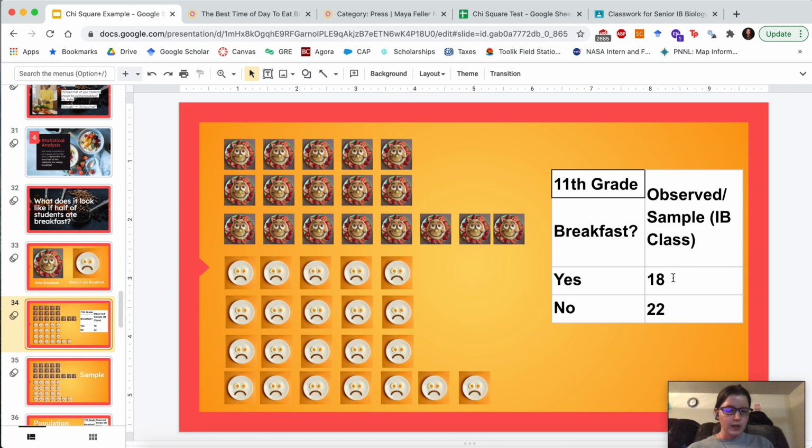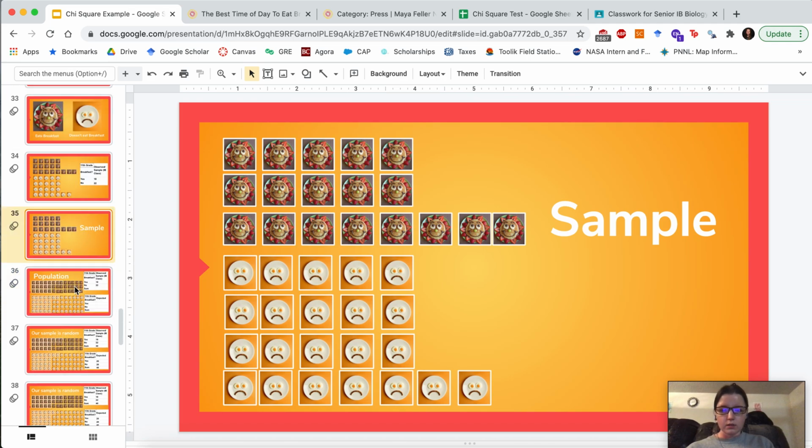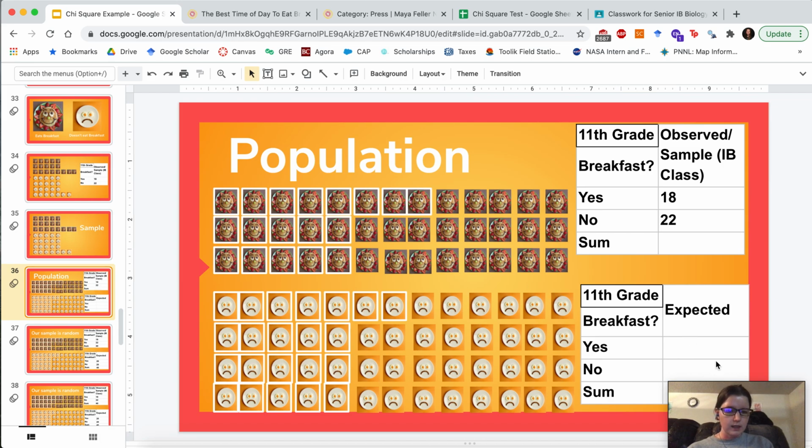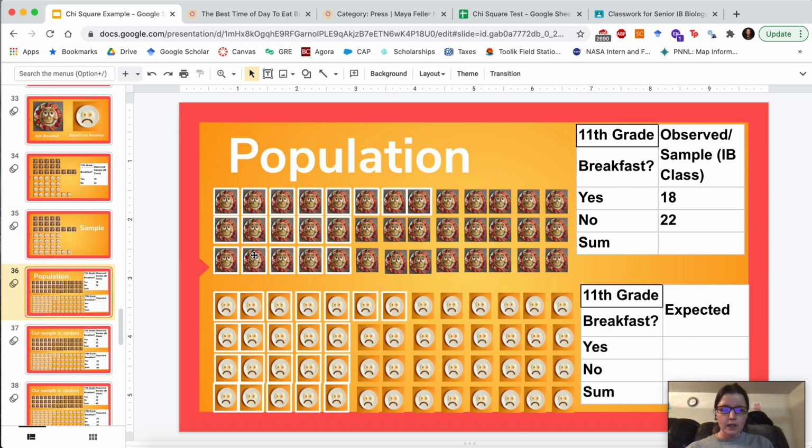So we have our observed, the numbers that we counted in our sample of just the 11th grade, those who ate breakfast and those who didn't eat breakfast. Remember, this is just our sample. And now, Ms. Feller says that we should have at least, so even though this is our sample, this next part might look a little bit overwhelming. It's okay. Remember, our sample just came randomly from the whole population, so we didn't test the entire school. We tested just a group of students.